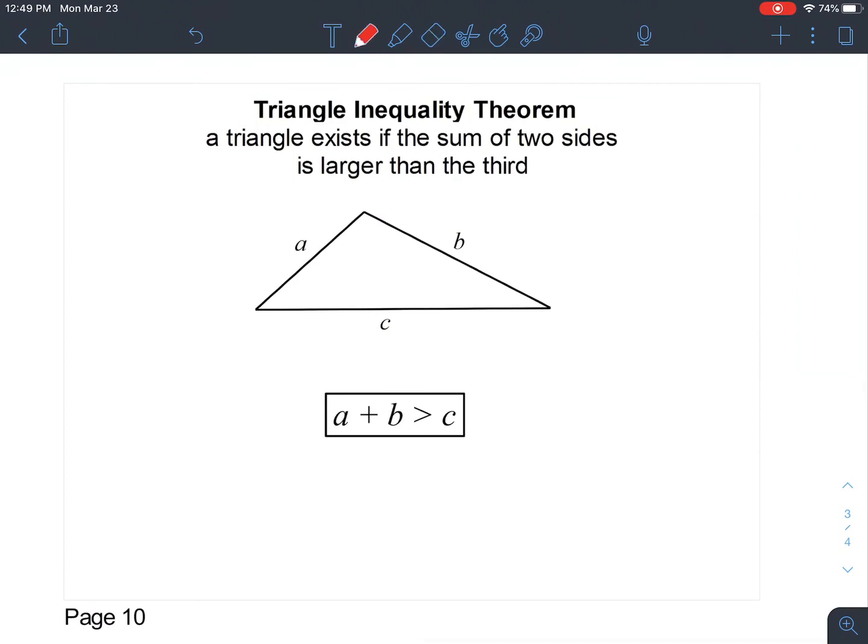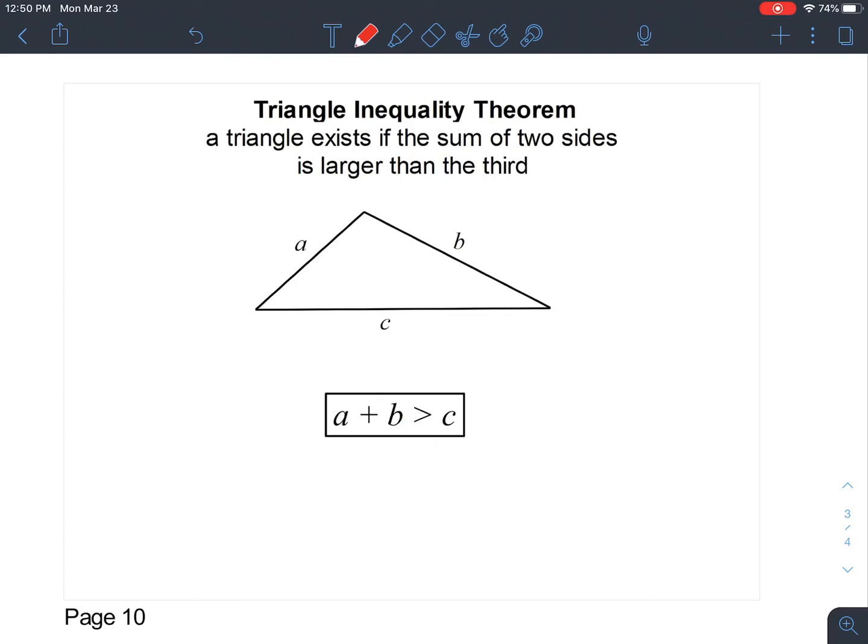Okay, the last thing that we are going to talk about here is the triangle inequality theorem. So sometimes you are going to be given three potential side lengths for a triangle, and you need to determine if it is possible for the sum of those two sides to be larger than the third. And this inequality is what we're going to use to determine that. A plus B must be greater than C. Notice how it does not say equal to, it must be greater than.